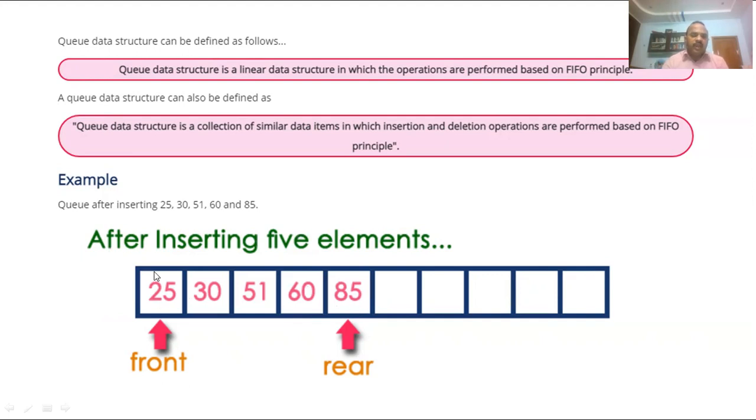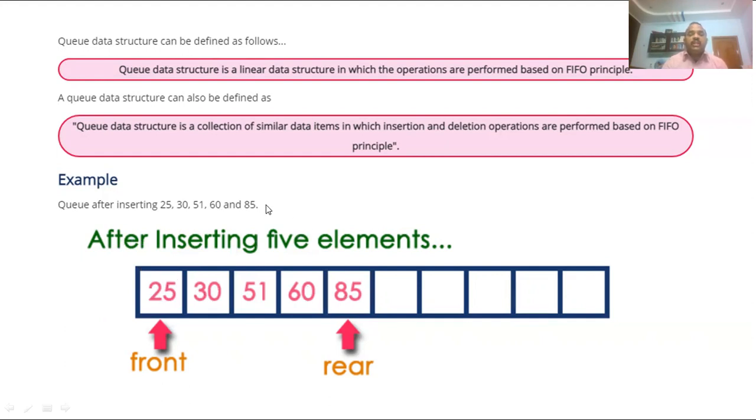Here initially front and rear equal to -1. Then this is front, rear. First front and rear are equal. Next, at the 30 insert time, rear is incremented, front is constant. Clear? So at the inserting time, rear is incrementing by 1 itself.